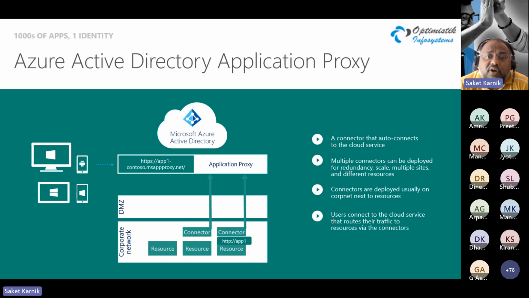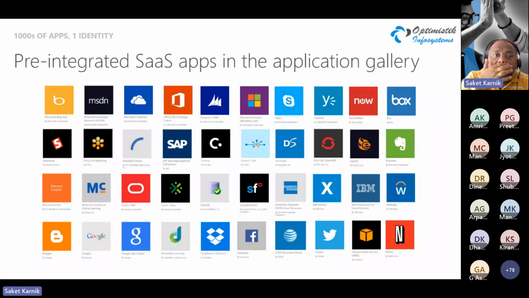Right? So the last point also talks about the same. Users connect to the cloud service, which ultimately routes their traffic to resources via the connectors. And hence you have complete control on what kind of access will be there and what not. We already have a lot of pre-integrated software as a service applications in the application gallery. Some of the applications are listed over here. Probably the names may not be visible due to resolution, but some of the logos you can identify pretty easily.